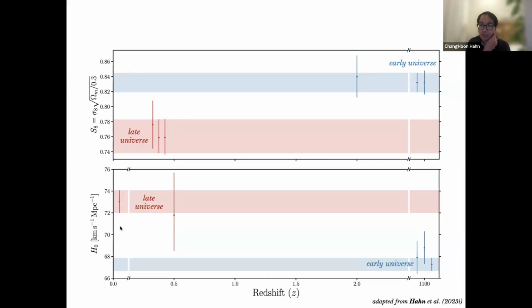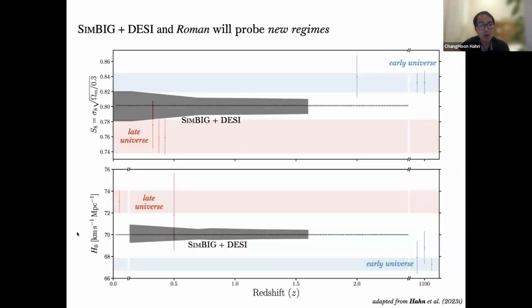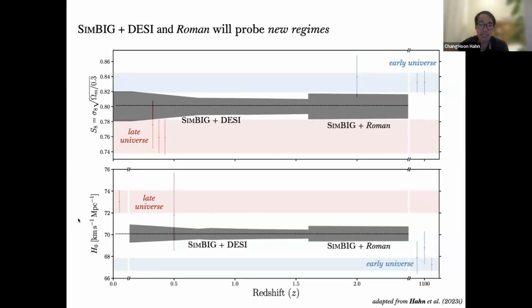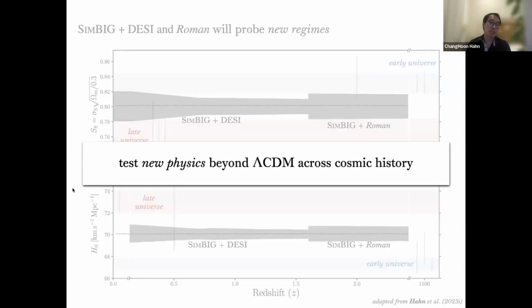And so going back to the figure that I showed with the S8 and H0 tension in the very beginning, over the next few years with the current ongoing galaxy surveys, we'll have constraints with SIMBIG on both S8 and H0 all the way out to a redshift of 1.6. Then with Roman, we'll be able to really fill this gap between the early and late universe at higher redshifts. And with SIMBIG, we'll be able to extract even more information than the standard analyses for galaxy clustering. This will allow us to test new physics beyond lambda CDM all across cosmic history.